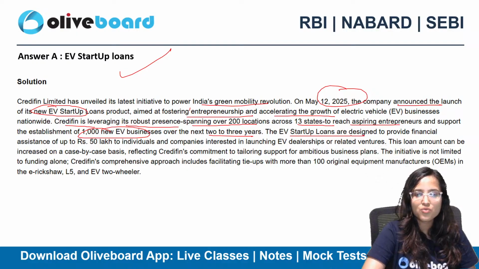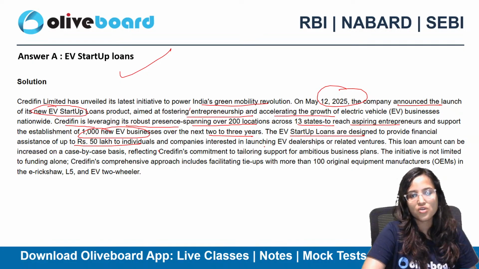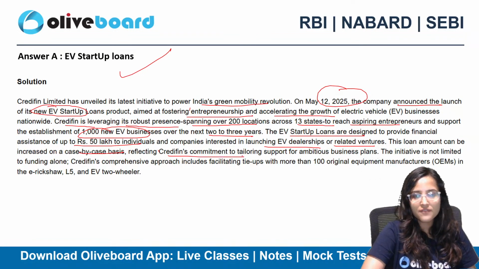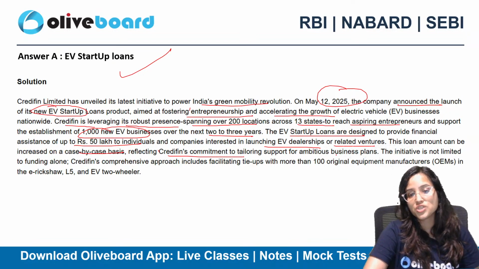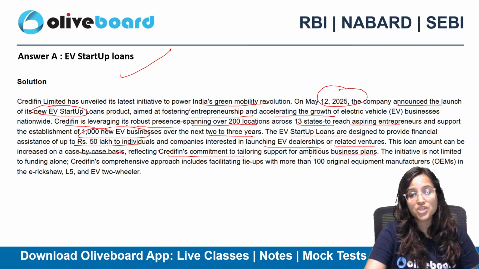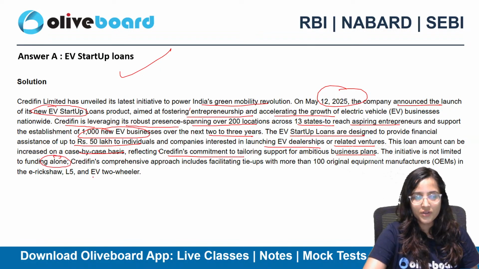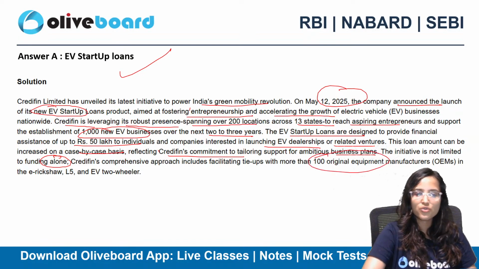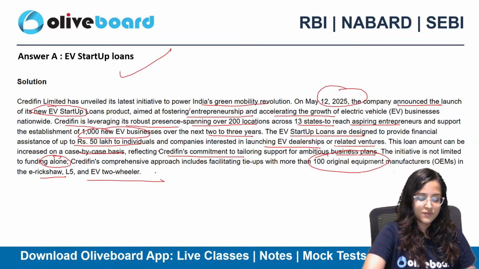The EV startup loans are designed to provide financial assistance of up to rupees 50 lakh to individuals and companies interested in launching EV dealerships or related ventures. This loan amount can be increased on a case by case basis, reflecting Creditin's commitment to tailoring support for ambitious business plans. And the initiative is not limited to funding alone. Creditin's comprehensive approach includes facilitating tie-ups with more than 100 original equipment manufacturers in the e-rickshaw, L5 and EV two-wheeler segments.